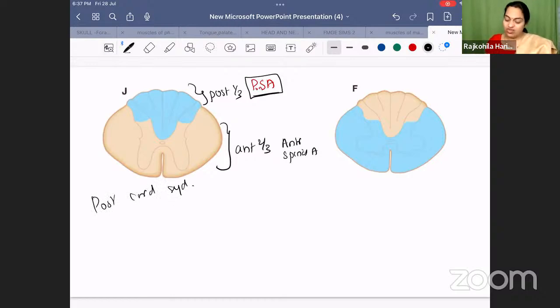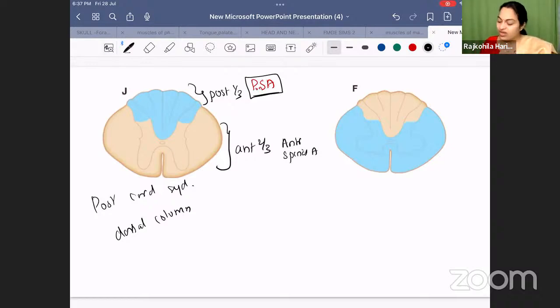Okay, so occlusion of the posterior spinal artery is called the posterior cord syndrome, which, as you see here, involves the dorsal column of both sides. So there will be bilateral loss of posterior column sensation. But what will be preserved? Touch and pressure carried by the spinothalamic tract is going to be preserved.